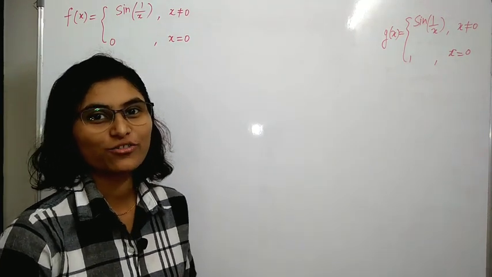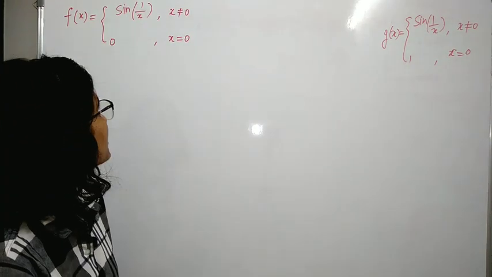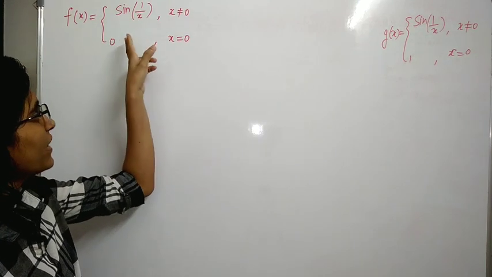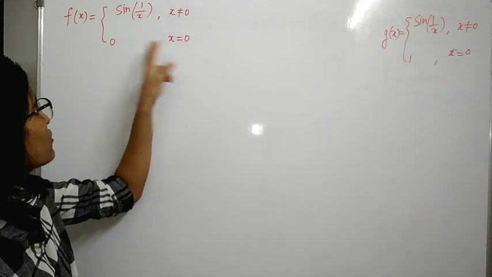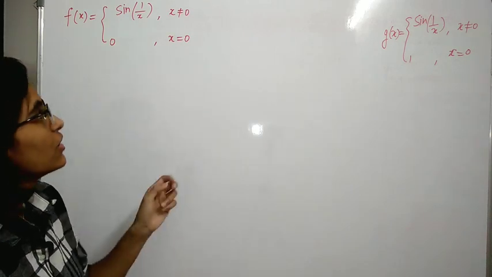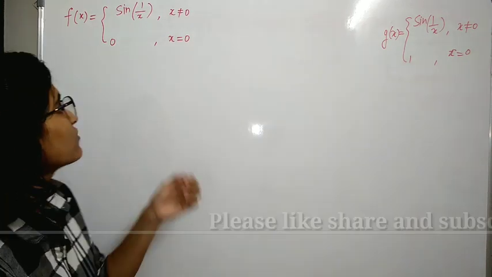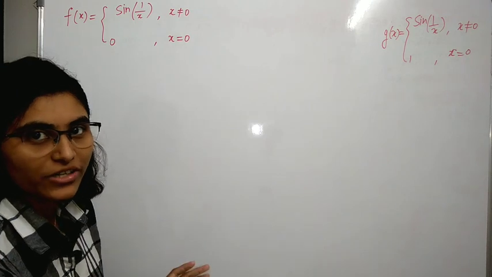In this video, we are going to see some questions from real analysis. So let's start. Here we have given a function f of x is equal to sine of 1 by x where x is non-zero, and for x equal to 0 it is equal to 0. So the function is defined like this, and we have to check whether this function is continuous at point x is equal to 0. So this is our question.